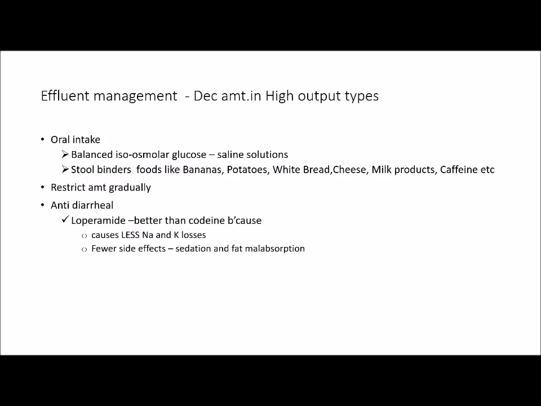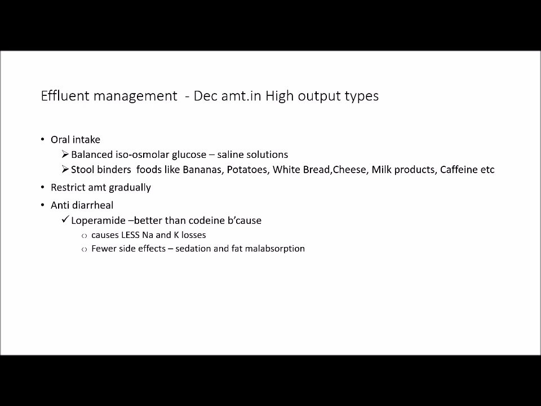Right? Now, what else can be done to decrease the amount in high output types? Oral intake: balanced isosmolar glucose. The more hyposmolar you give, the greater the amount of effluent. So once the patient is on enteral nutrition, you should select enteral nutrition which is isosmolar glucose. You should use stool binder foods like bananas, potatoes, white bread, milk products, caffeine, etc. Restrict the amount gradually. Look for gradual reduction of effluent. Don't expect it to come from 1 liter to 200 in one day. That won't happen. It has to be graded, and it will come down gradually.